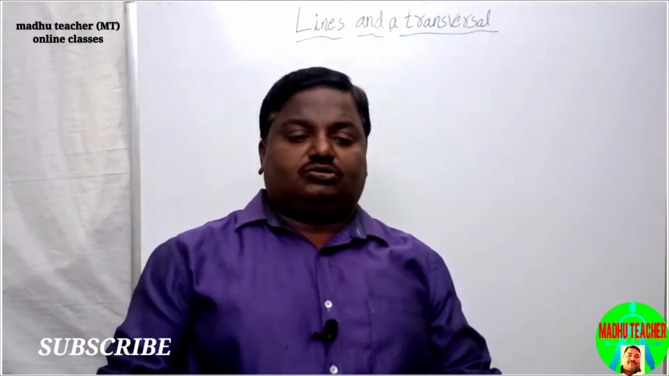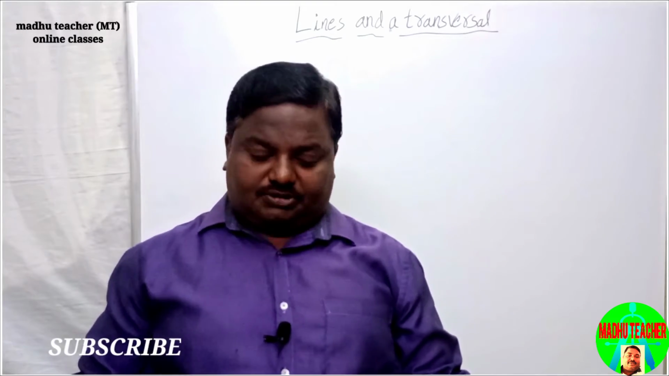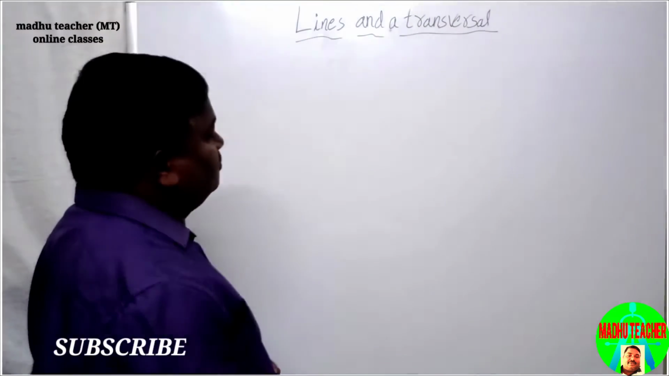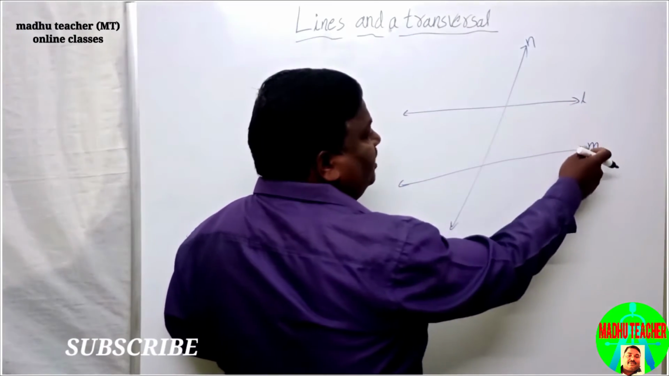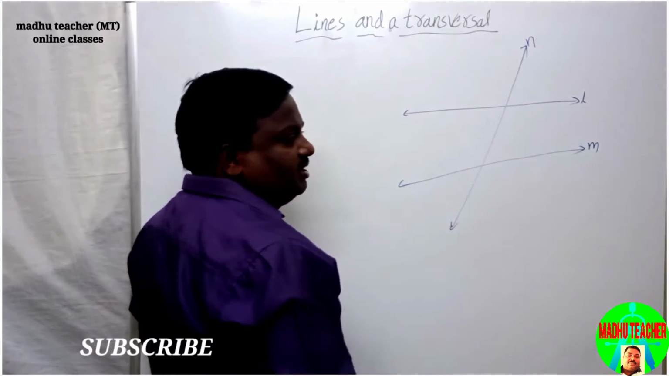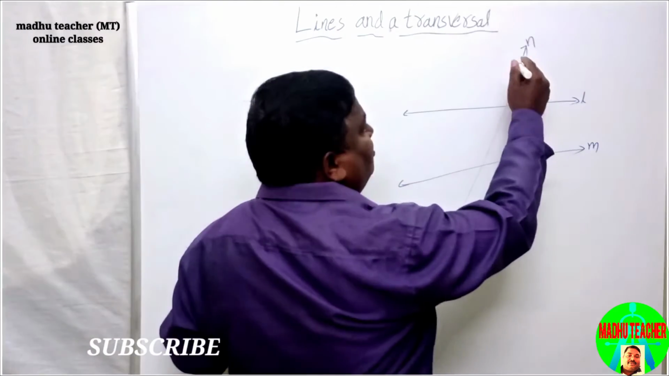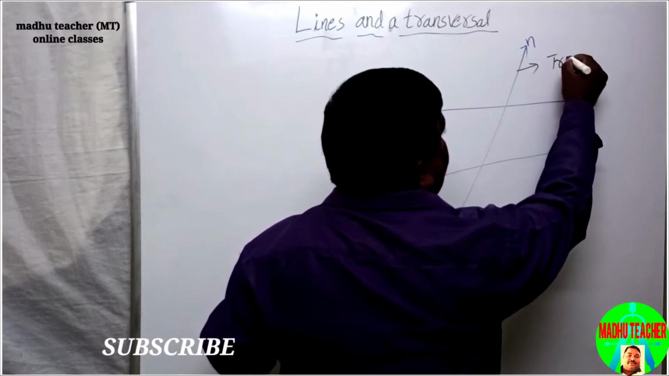Today we are going to discuss lines and a transversal. Suppose there are two lines L and M. These two lines are intersected by another line N at two distinct points. Therefore, N is called a transversal.